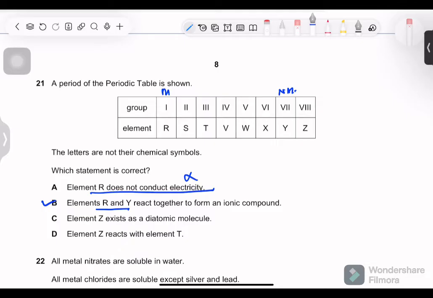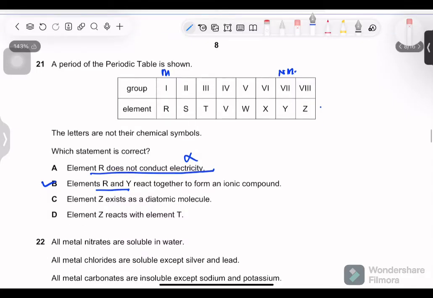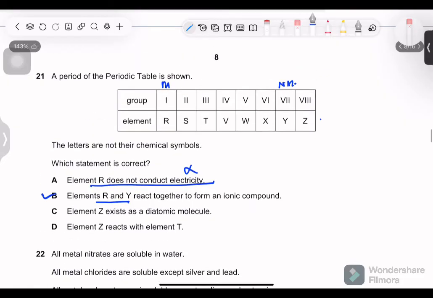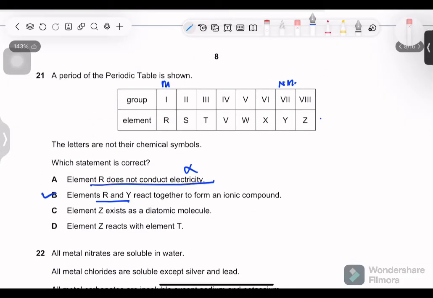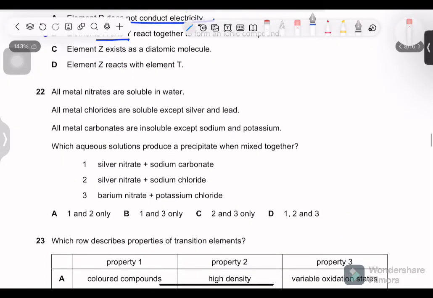Element Z exists as a diatomic molecule. Group 8 are monoatomic. Element Z reacts with element T. Z is basically unreactive, because group 8 already have a noble gas configuration, a complete octet.